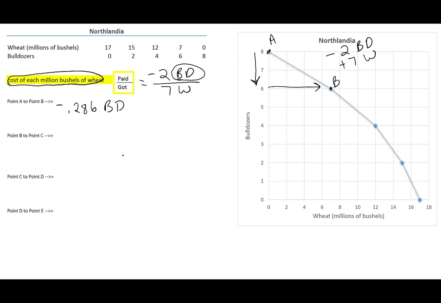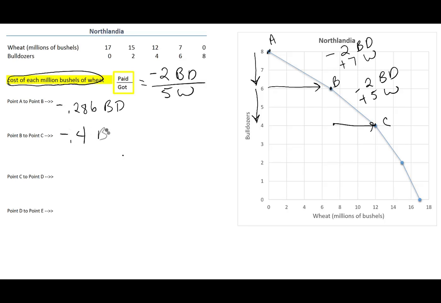So let's look at the opportunity cost for wheat between B and point C. Looks like there's going to be a loss of 2 bulldozers, and there's going to be a gain from here to here of 5 million bushels of wheat. So in our formula, the economy gave up 2 bulldozers, and they got 5 million bushels of wheat, which is a negative 0.4 bulldozer. From point B to C, 1 million bushels of wheat had a cost of 0.4 of a bulldozer.